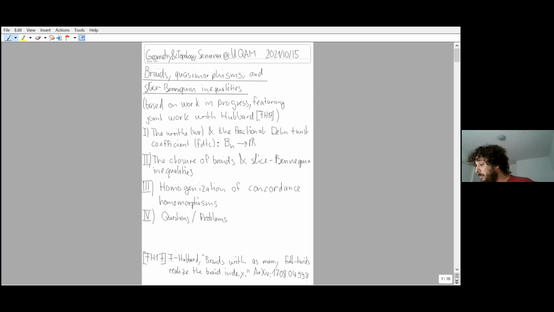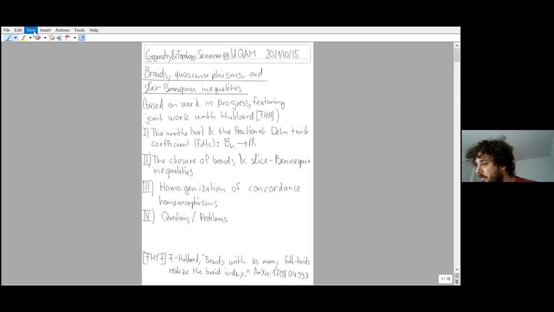And what I will do is I will tell you what the writhe is, which you might know. And then I'll tell you a little bit about the fractional Dehn twist coefficient, which I've noticed low-dimensional topologists sometimes know less than the writhe, and this is a mistake because it's a very cool quantity. And then I will switch to a little bit more knots and concordance. And the last part, part 3, will be homogenization of concordance homomorphism.